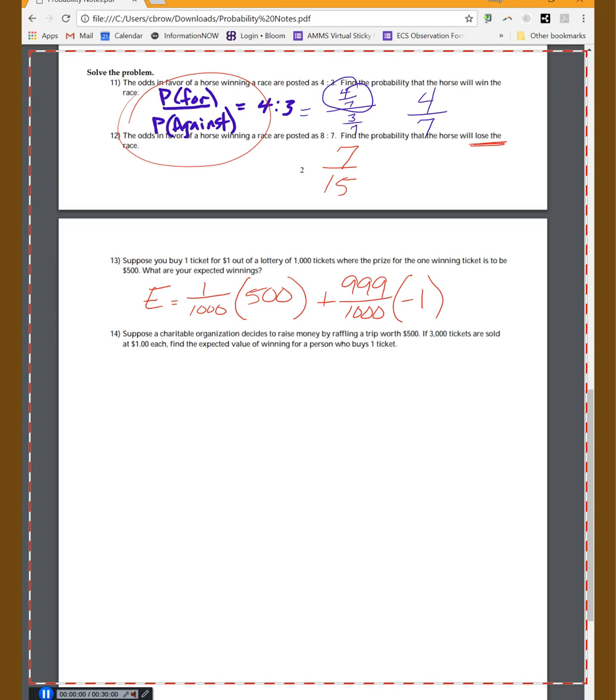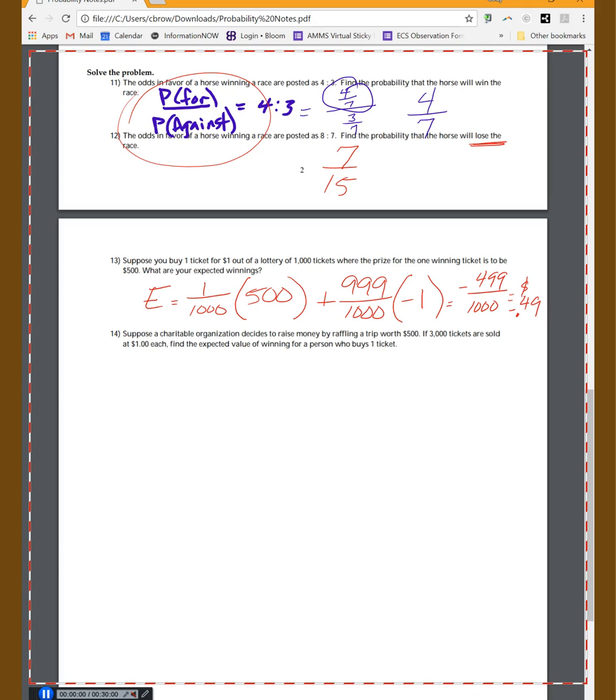Now this can go into your calculator. So your 1 out of 1,000 times 500, plus your 999 over 1,000 times -1, gives you -499 over 1,000. And then to calculate that and simplify it, your expected value, or what you can expect out of this, is to be out 49 cents. Okay, so -49 cents, or you can round it to 50. They may ask you to round it to 50.